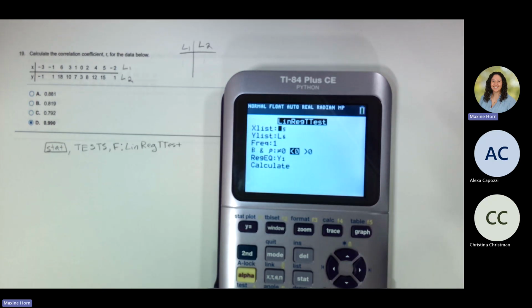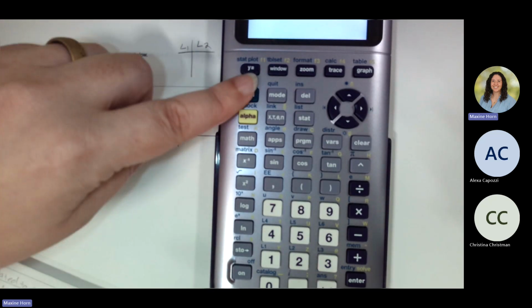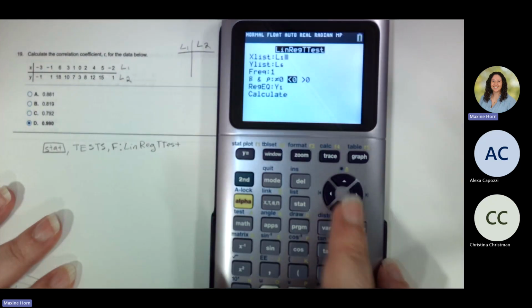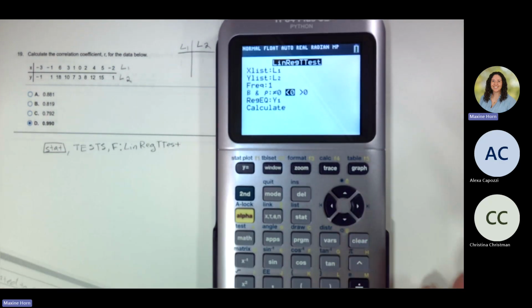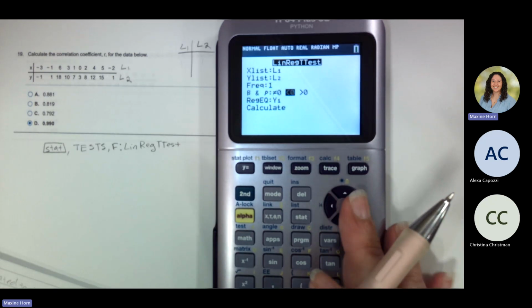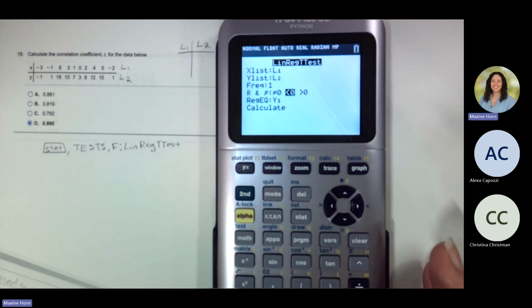Then I need to tell it which list it needs to look at. I was doing other stuff in here, so right now it's looking at other lists. I need to tell it, no, look at L1 and L2. Quick reminder, L1 is here above your 1, so you're going to hit second 1, and that puts L1. For the Y list, I'm going to do second 2, and it puts L2. You're going to leave your frequency at 1. You're going to leave this at whatever it's at. It's probably less than 0. Just leave it there.